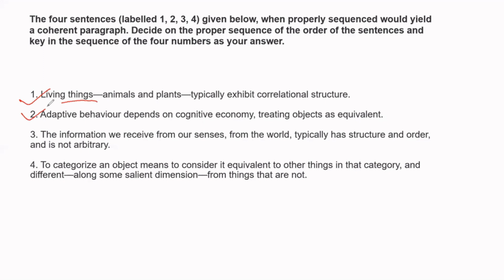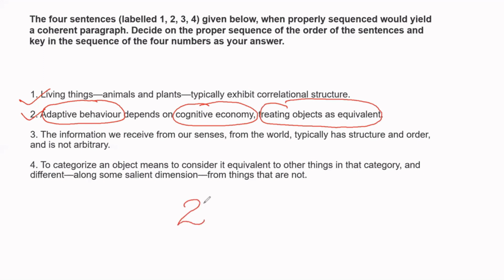Sentence number 2. Adaptive behavior depends on cognitive economy, treating objects as equivalent. Now I am very much confident that 2 is going to be my opening sentence, and I have reasons to believe that. First of all, it tells us what this paragraph is going to be about. It tells us the topic of the paragraph, which is adaptive behavior. More importantly, it tells us that adaptive behavior depends on certain factors, that is cognitive economy, but it does not completely explain it, right?